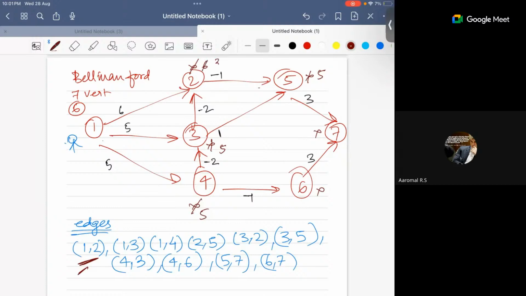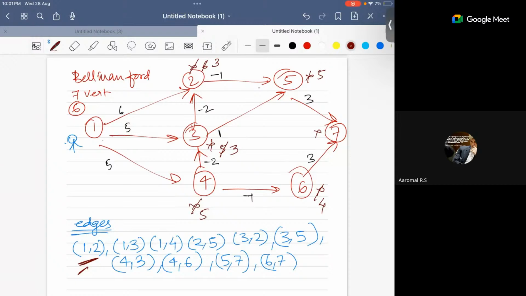I'll update the value. 3. Then next part is 3, 5. 5 plus 1, 6 is less than? No. So 5 it is, fine. 4, 3, 4. 5 minus 2 is what? 3. 5 minus 2 is 3, better than 5. So 3. 4, 6. 5 minus 1 is 4, less than infinite.